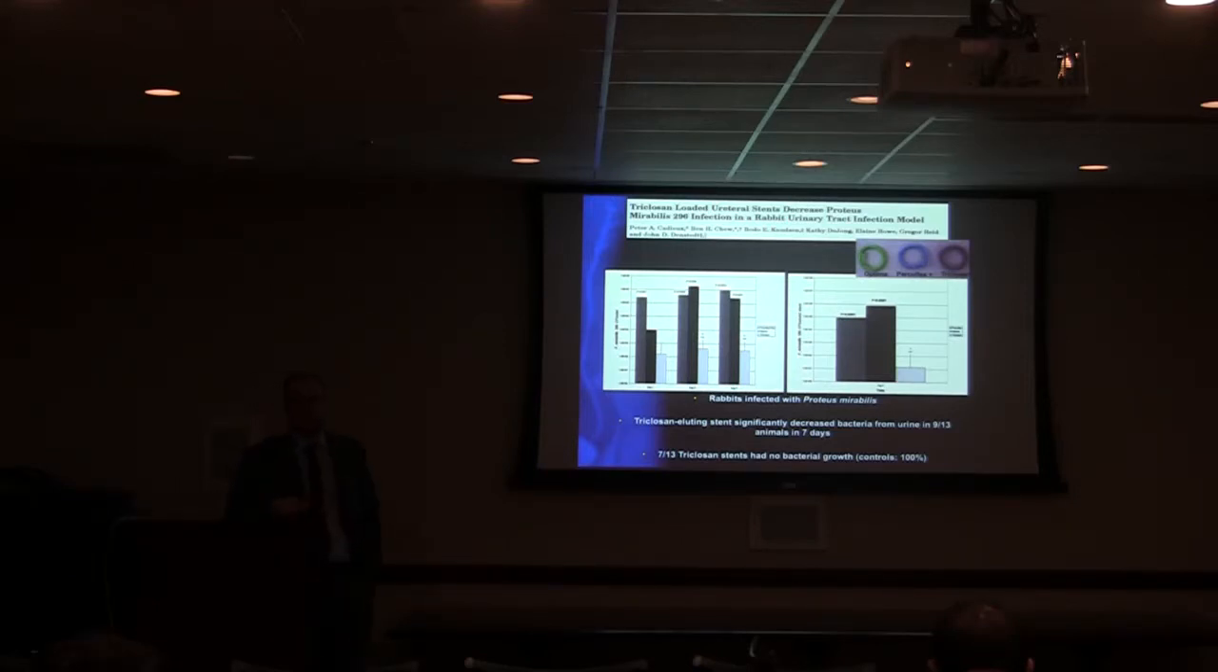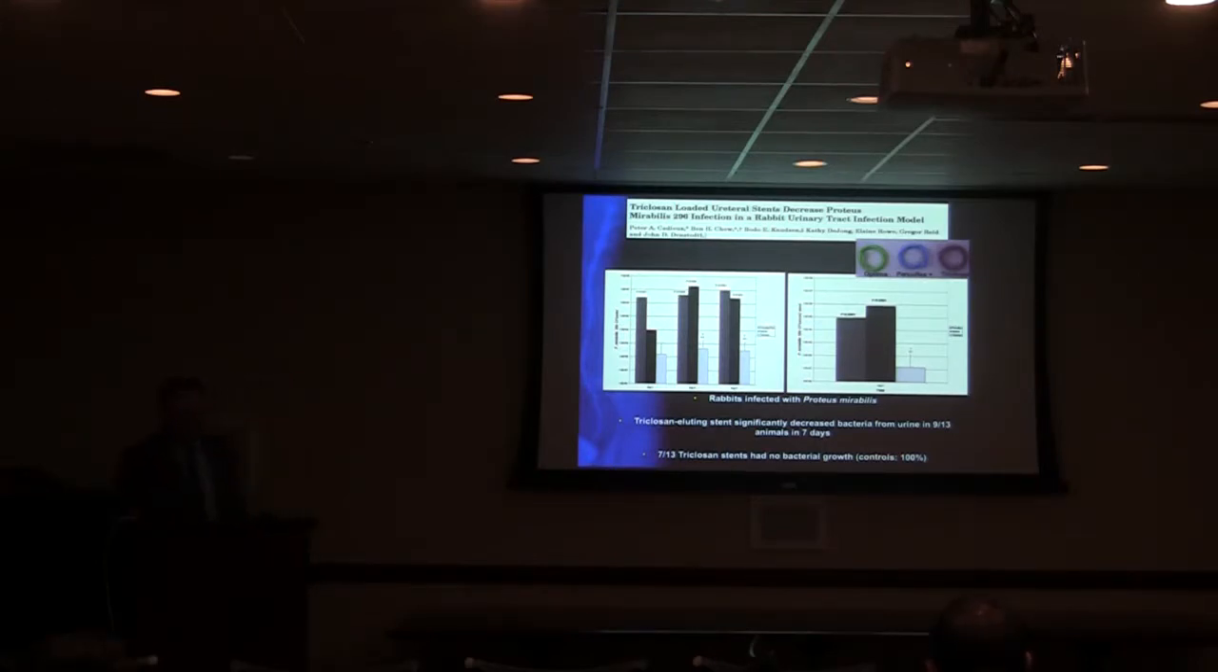Now, at the time, the rabbit model was very popular. It's not popular anymore, mostly because rabbit urine is very thick and very viscous. But at the time, it was the acceptable model. So the idea was to take basically the J ends of the stents and suture them into the bladder of animals and induce an infection and see after a certain amount of time how many bacteria are attached.